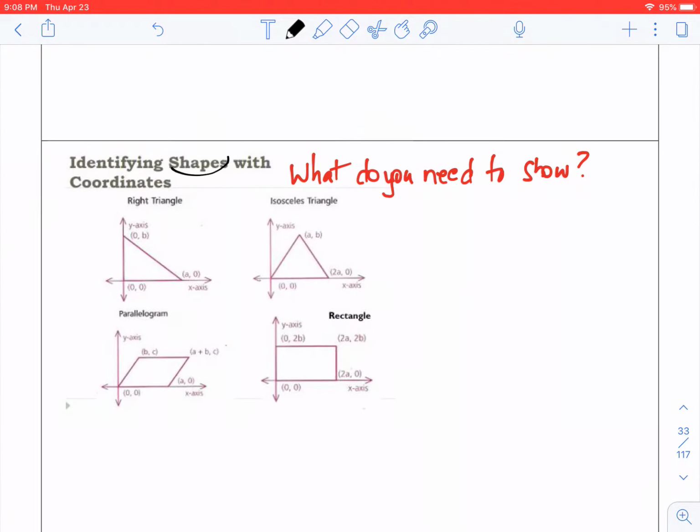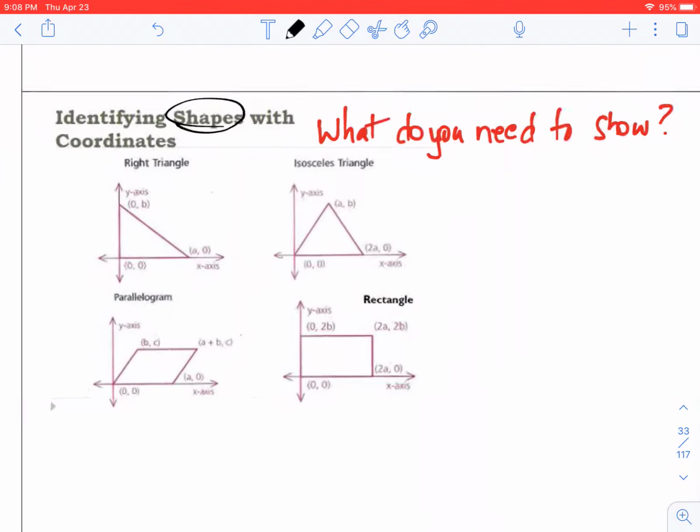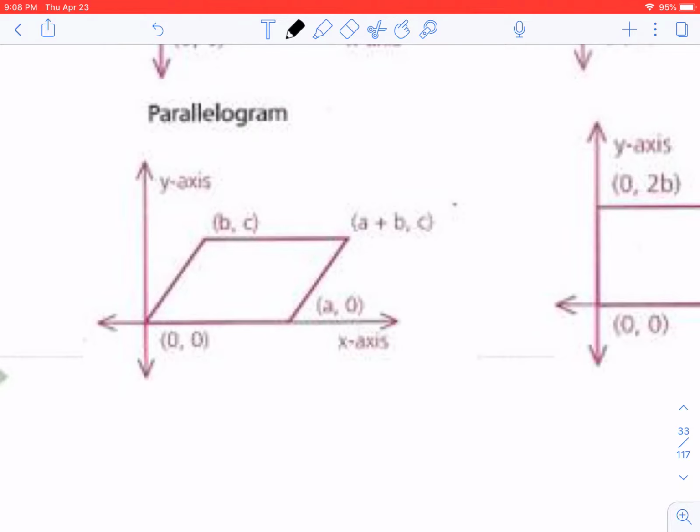Identifying the shapes. This is probably the most challenging thing. You're going to look at something, and let's say you're looking at a parallelogram and you want to show something as a parallelogram. You've got to remember, first of all, what the definition is, and the definition is, yeah, opposite sides are parallel. So that means I need to, in this case, not look at distances, but slope.